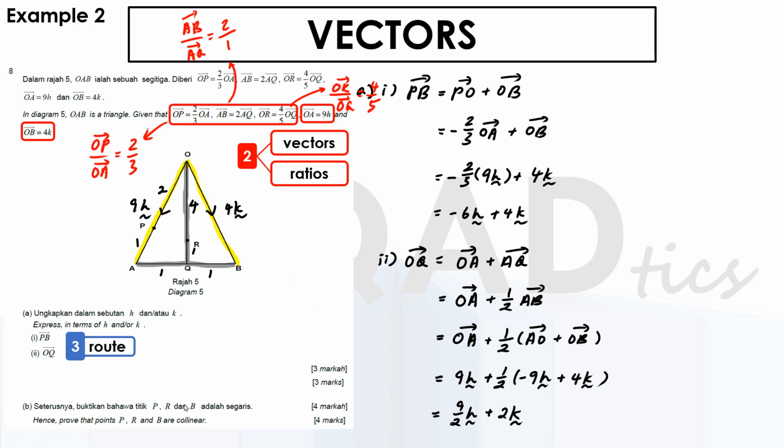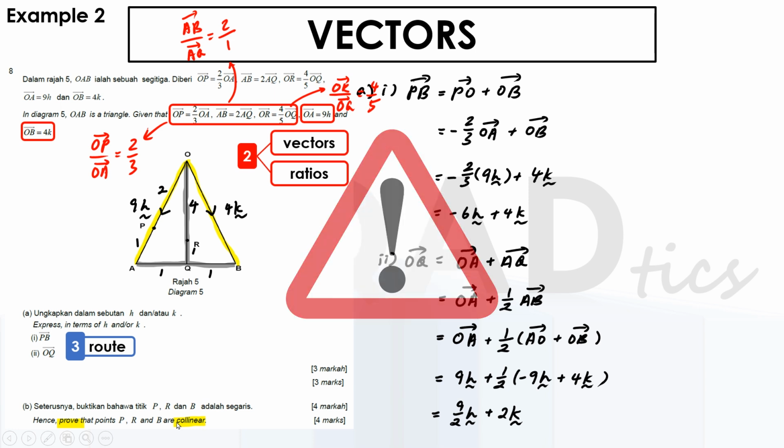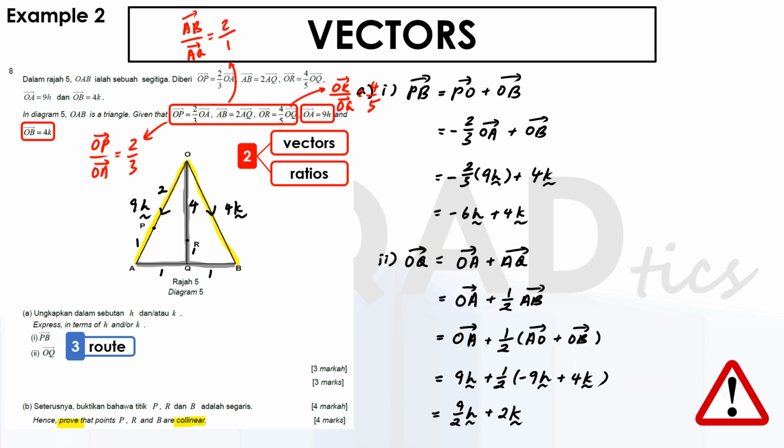For the next question, this is actually quite famous in SPM, which is to prove that some certain points, which if we join them together, are collinear. So collinear means that I have two lines which are parallel and then they are joined together. So in this case, the situation is PR is one line, RB is one line, and I join them together. And I need to prove that they are collinear or parallel.